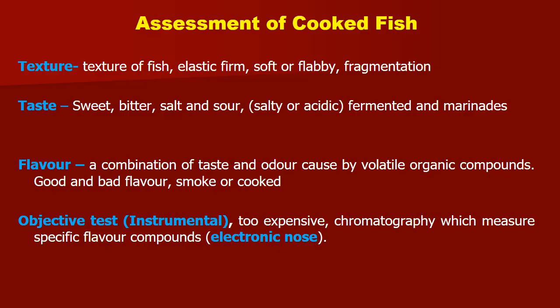Then there is an objective test, or we can say instrumental test. Nowadays there are different kinds of machines available which work on the principle of estimating the important flavor compounds, or flavor-forming chemical compounds. One of the most common is chromatographic principles, in which the important chemical compounds which contribute to the flavor can be measured, and from that we can assess the flavor. Sometimes there are more advanced machines which are called electronic nose.